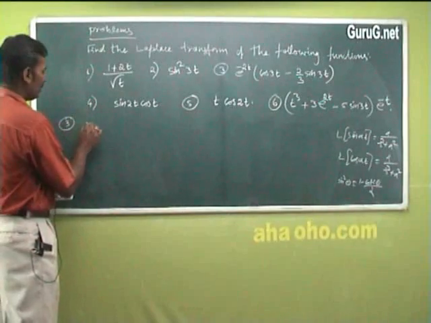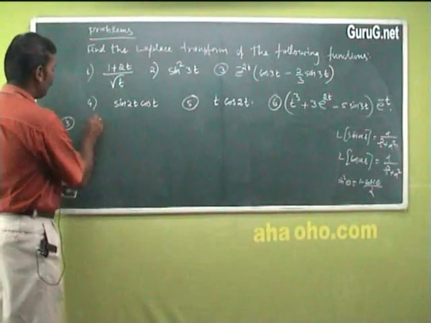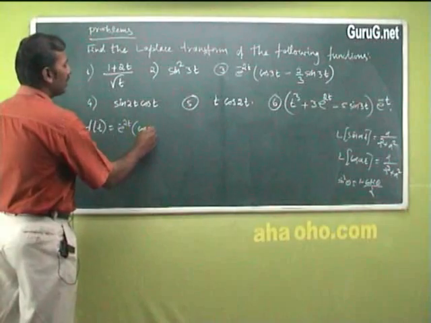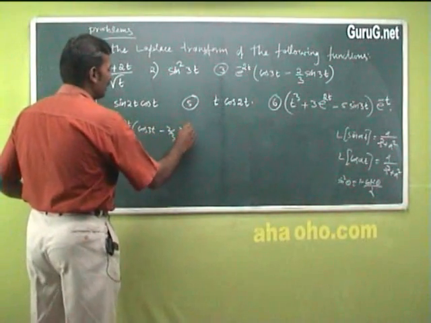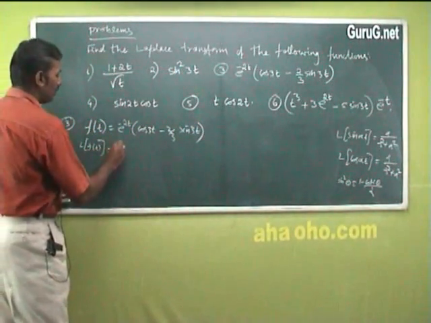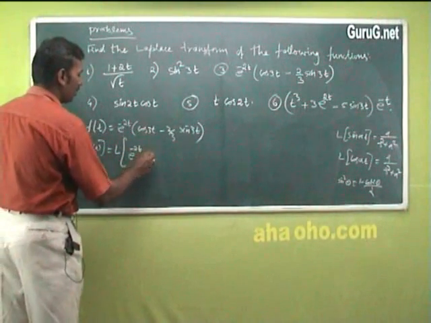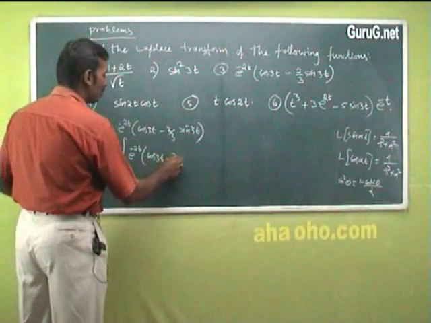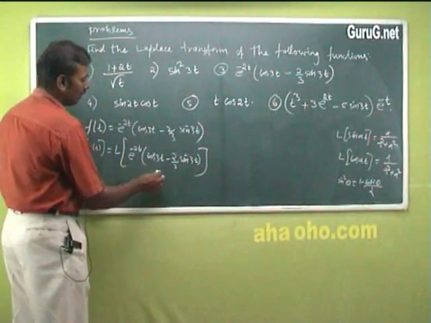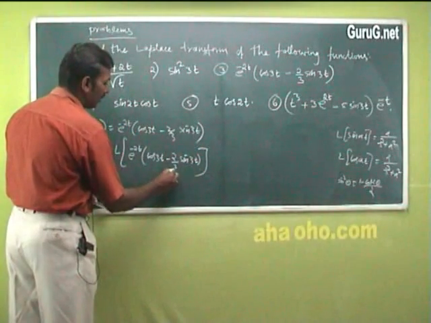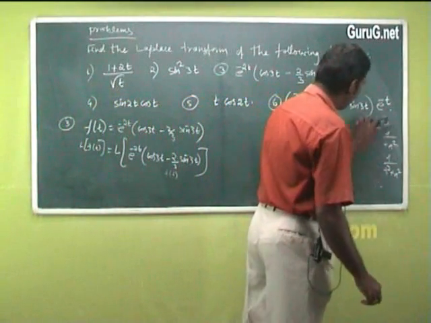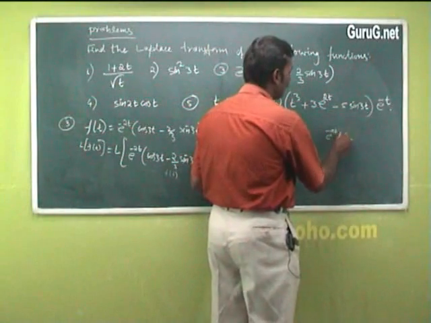So the third problem: let f of t equal e power minus 2t into cos 3t minus 2 by 3 sin 3t. Taking Laplace on both sides, L of f of t equals L of e power minus 2t into cos 3t minus 2 by 3 sin 3t. Here we have a product of an exponential and another function. Consider only the second part as f of t. Then it is of the form e power minus at f of t.